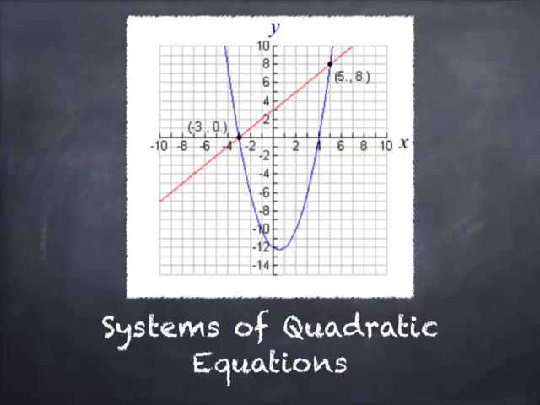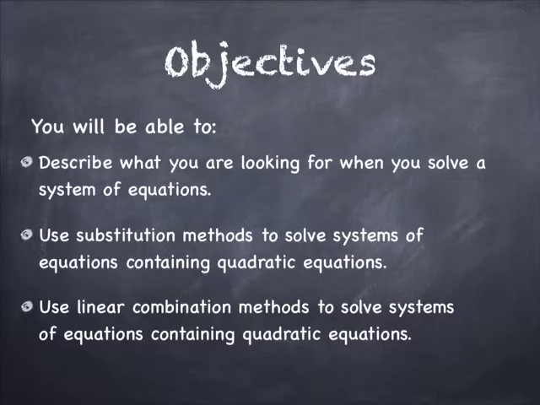Today we're looking at systems of quadratic equations. There are some things you need to be able to know by the end of this. One, you need to describe what you're looking for when you solve a system of equations. You're going to be able to use the substitution method to solve systems of equations containing quadratic equations. And you're going to be able to use the linear combination method to solve systems of equations containing quadratic equations.